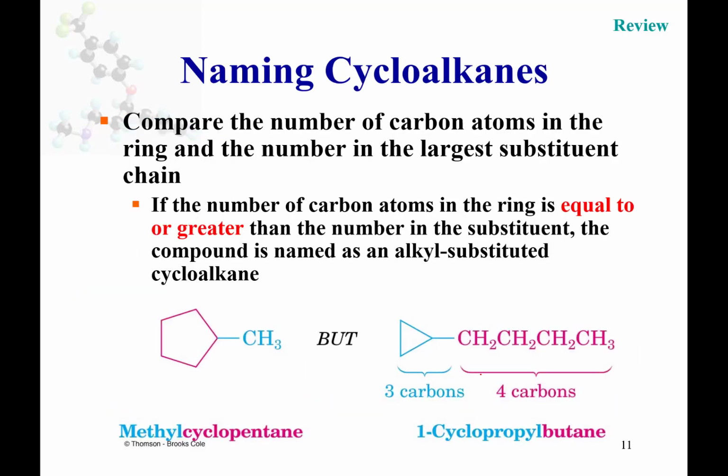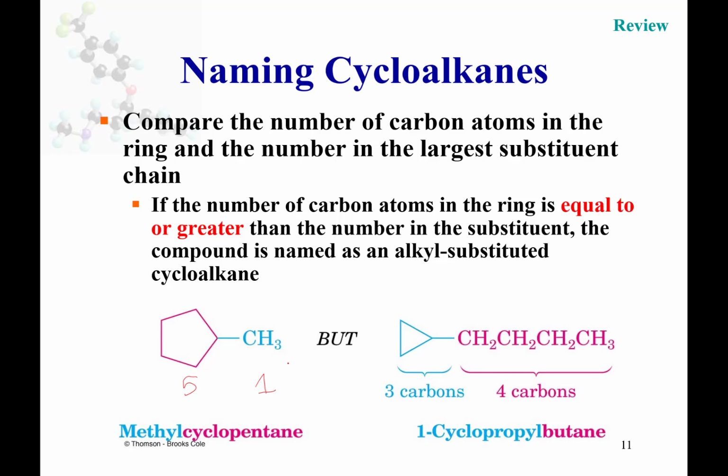When we name cycloalkanes, the first thing we must do is to compare the number of carbons in the ring and the number of carbons in the largest or longest substituent. Now, if the number of carbon atoms in the ring is equal or greater than the number of carbons in the substituent, then it is named as an alkyl substituted cycloalkane, meaning that the one with a greater number is the parent. For example, in this first molecule, we have 5 carbon atoms on the ring and just 1 on the substituent. So therefore, this compound is named as a derivative of cyclopentane.